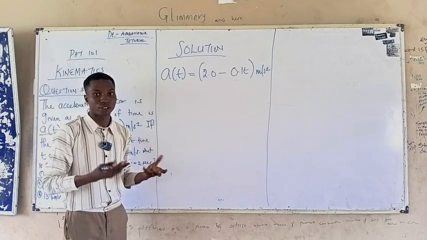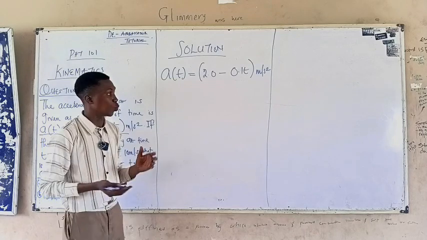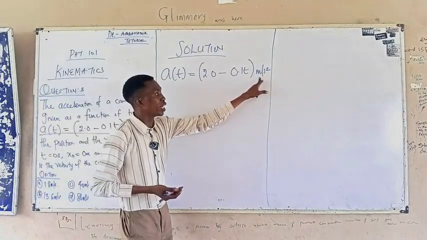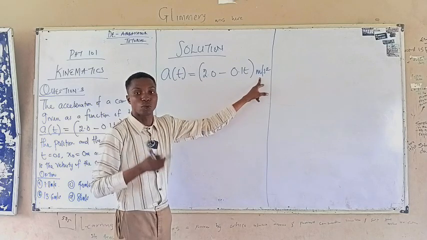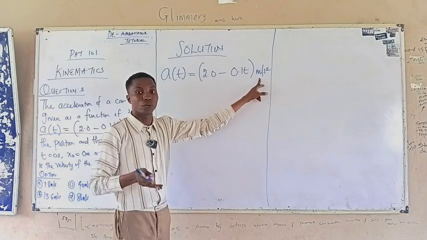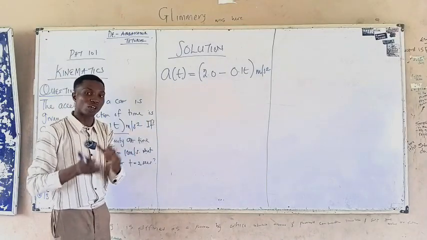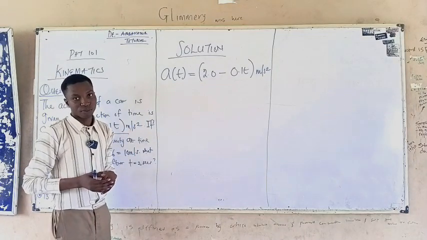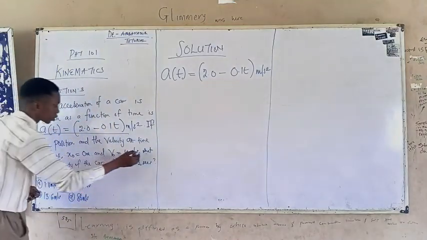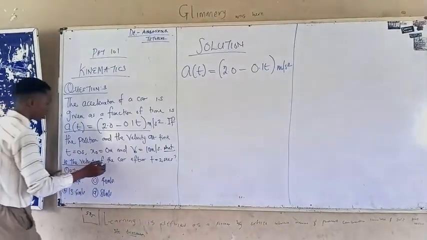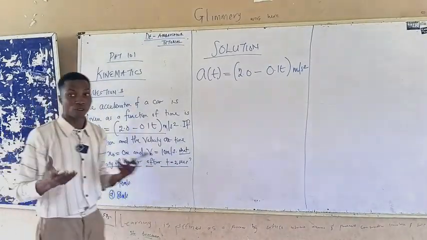Is it acceleration? Is it velocity? Is it distance or displacement? How will you know? The way you know is that, considering the unit, we have meter per second squared. And we only know that acceleration is only measured in meter per second squared. So that means this kind of kinematic equation is an acceleration kinematic equation. But what are we asked to find? We are asked to find what is the velocity of the car after t is 2 seconds. There's something you have to know.